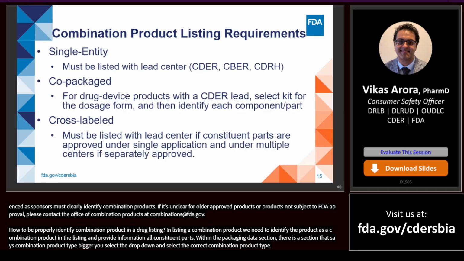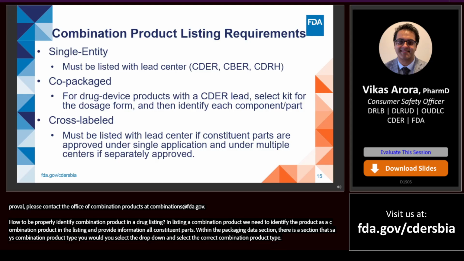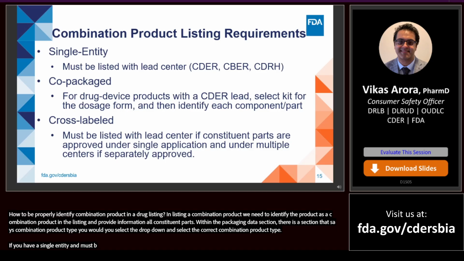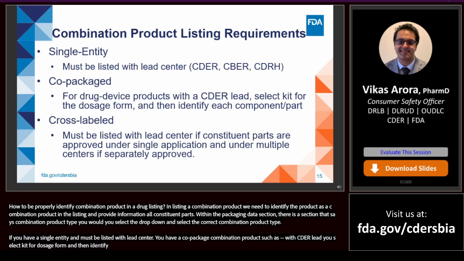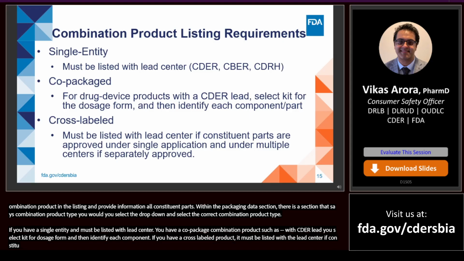So what are the listing requirements for the different combination product types? If you have a single entity combination product, it must be listed with the lead center. If you have a co-packaged combination product, such as a drug device product with a CDER lead, you would select kit for the dosage form and then identify each component. If you have a cross-labeled product, it must be listed with the lead center if the constituent parts are approved under a single application, and under multiple centers if they are separately approved under different application types.